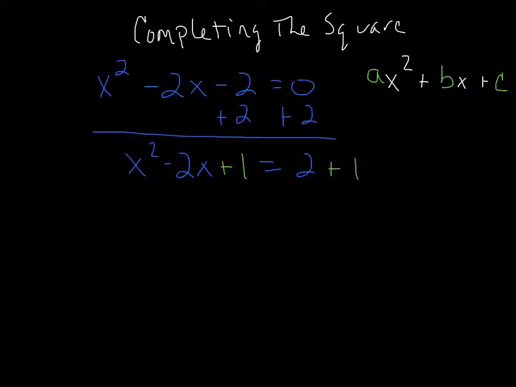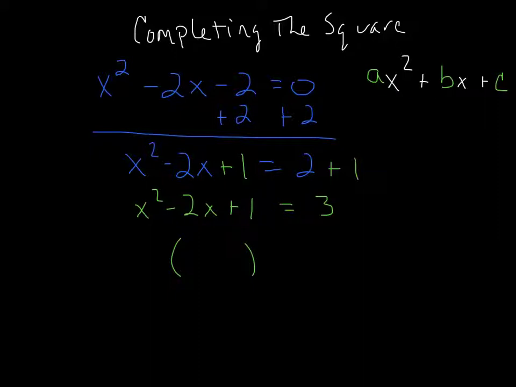So I add that 1 to both sides, and now I have x squared minus 2x plus 1 is equal to 3. Now you ask, why in the world did I do that? Well, here's the reason. If you look at the trinomial on the left now, hopefully you've realized that I now have a perfect square trinomial, so I can really easily factor this.